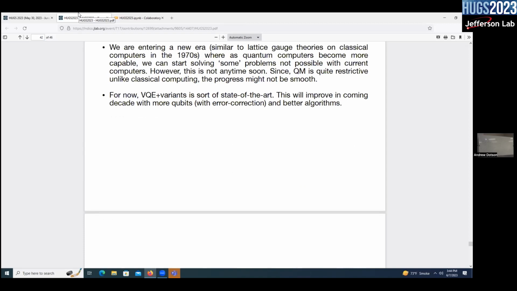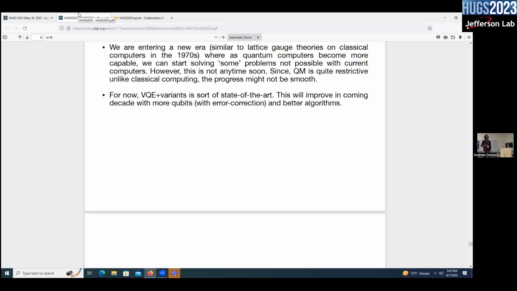Let me just briefly summarize. I like to think about this as we are entering a new era. It's similar to lattice gauge theory, about which I'm sure you have heard in the summer school. People did it with classical computers in the 70s. So people suddenly started wanting to look at physical theories on classical computers, lattice gauge theories. Now we're basically reaching a point where we want to understand the physical theories on a quantum computer.